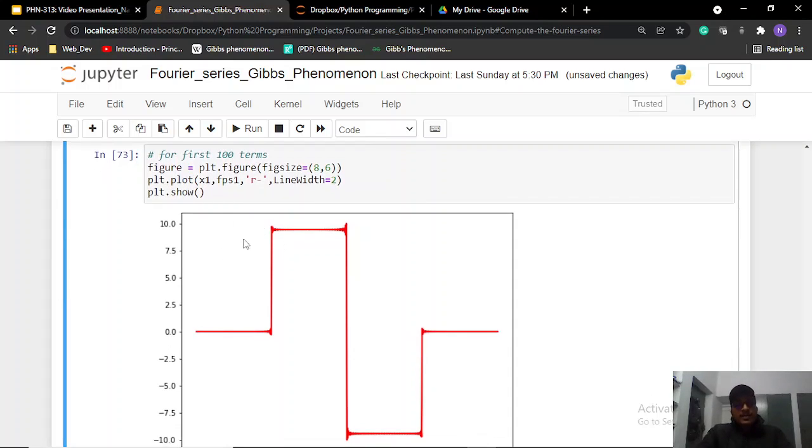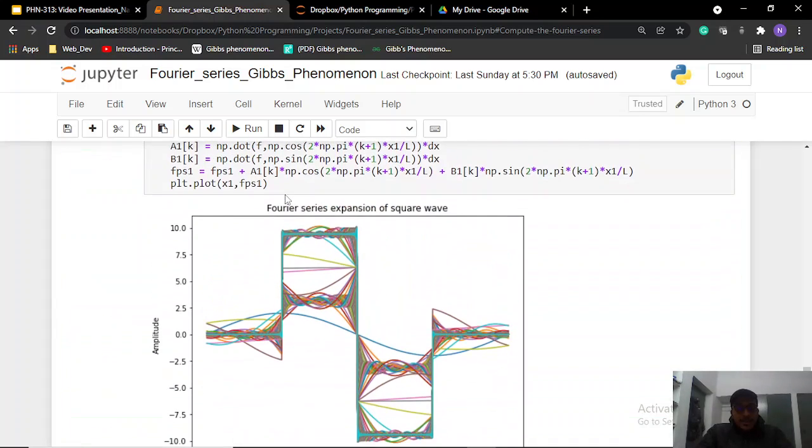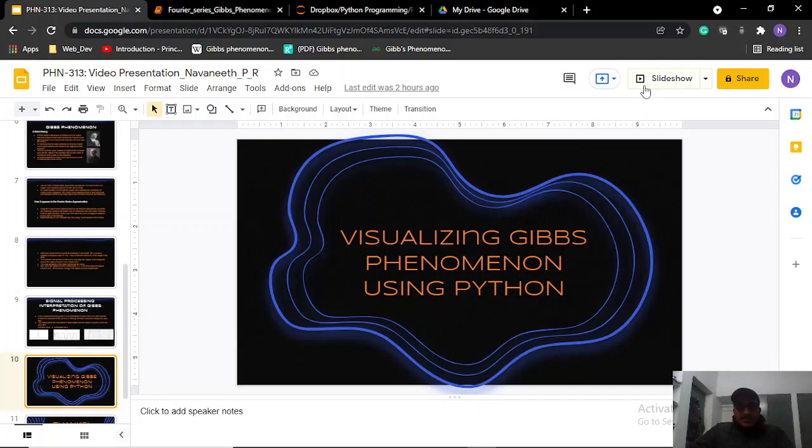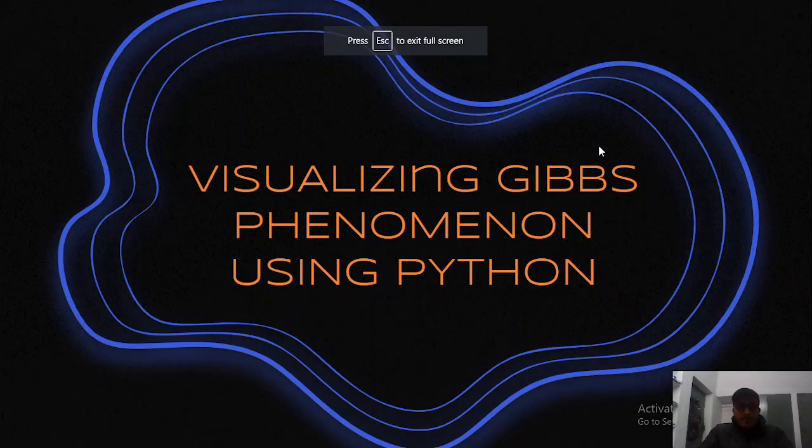Here we can see that when we increase the number of terms to 1,000, the Gibbs phenomenon got more compressed, and it got more compressed near the point of discontinuity. So it won't disappear even if we increase the number of terms in the Fourier series approximation. That is what I wanted to show using this code. So coming back to the presentation, we visualized Gibbs phenomenon using Python.